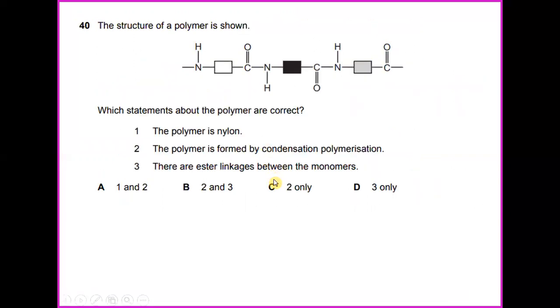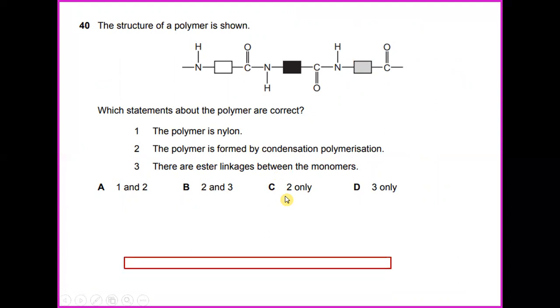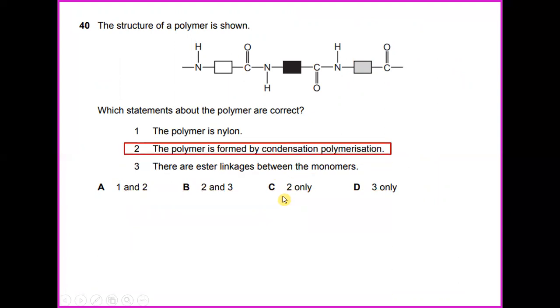And number 40 is, the structure of the polymer is shown. Which statement about the polymer is correct? So the polymer is formed by condensation polymerization. So the answer for number 40 is only C.